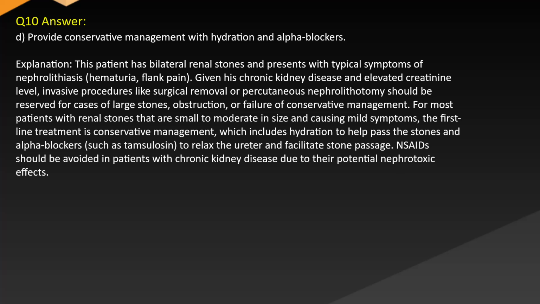For most patients with renal stones that are small to moderate in size and causing mild symptoms, the first-line treatment is conservative management, which includes hydration to help pass the stones and alpha blockers, such as tamsulosin, to relax the ureter and facilitate stone passage. NSAIDs should be avoided in patients with chronic kidney disease due to their potential nephrotoxic effects.